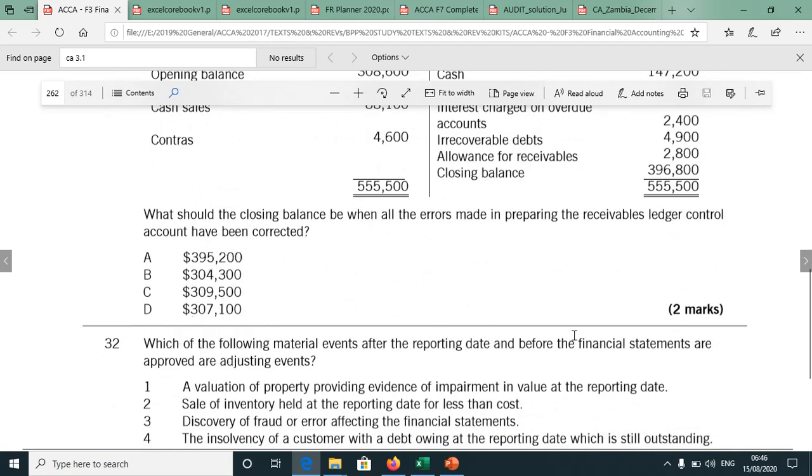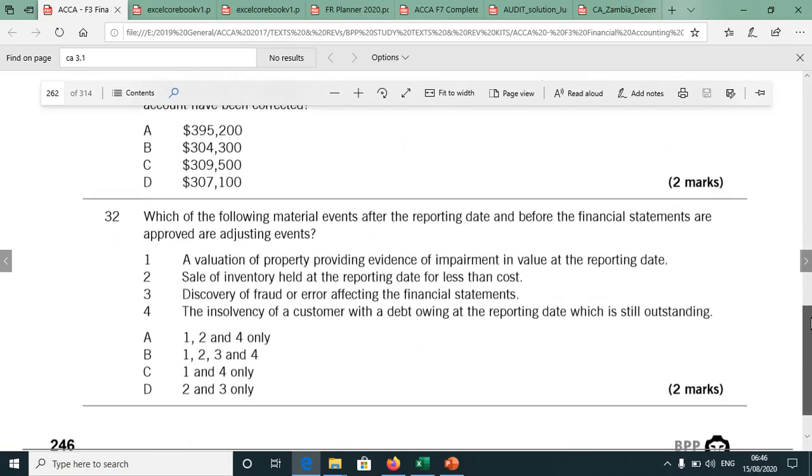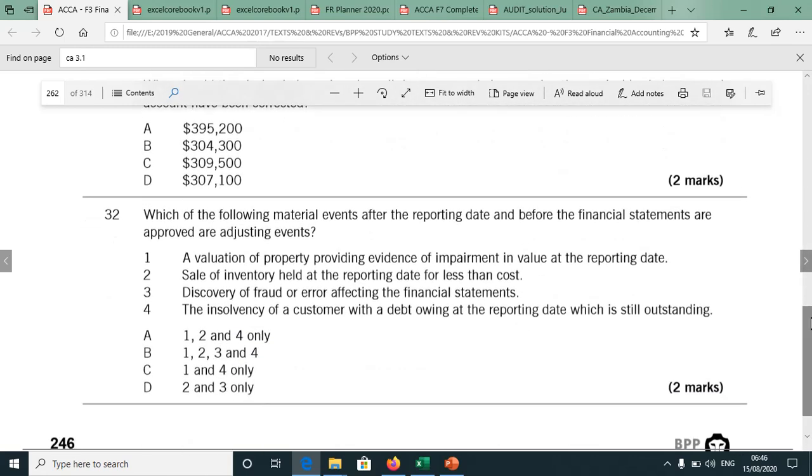Question 32 says, which of the following material events occurring before the financial statements are approved are adjusting events? The valuation of property provided evidence of impairment at the reporting date. That is an adjusting event because that property was held at the end. Sale of inventory held at the reporting date for less than cost. That is an adjusting event because that inventory must be reduced and it was held at the end.